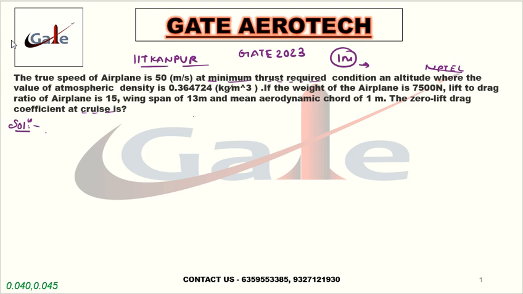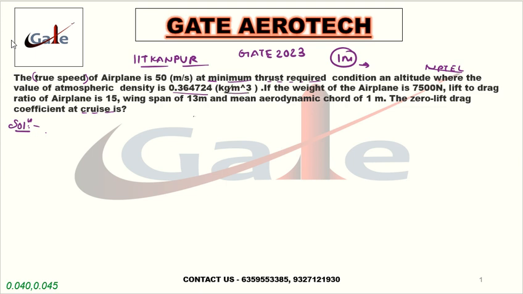So please focus on this question. This kind of question they can definitely ask for 1 mark. So let's read the question. The true speed of the airplane is 50 meter per second. Please be cautious, they have said true speed, true airspeed. At minimum thrust required condition and altitude, the value of atmospheric density is given.